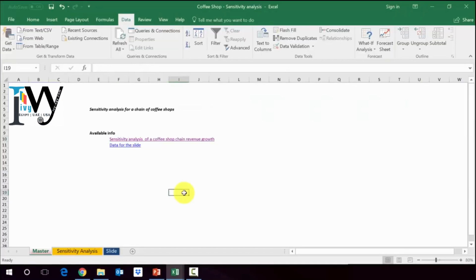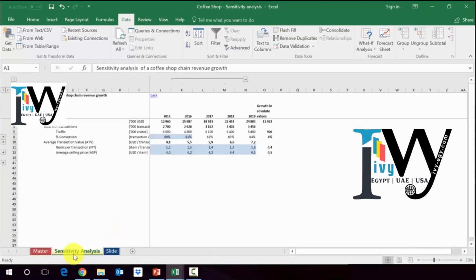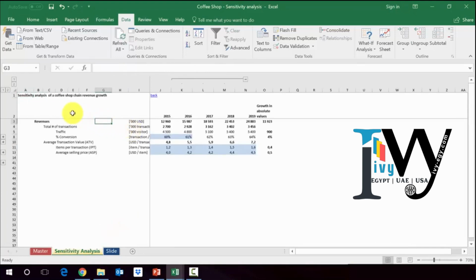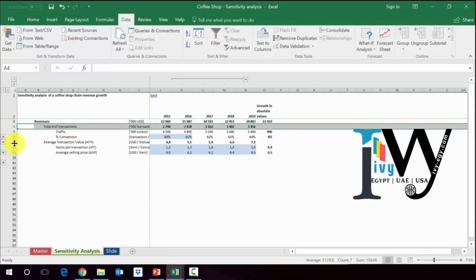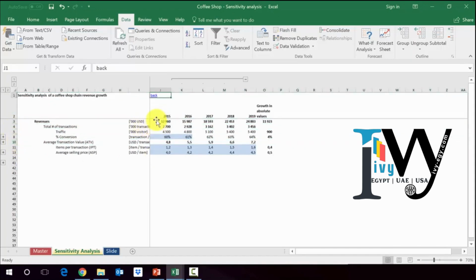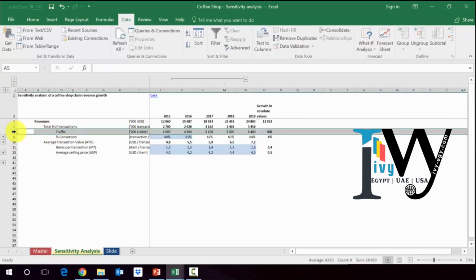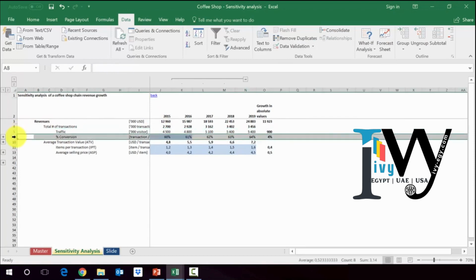Now we'll have a look at the sensitivity analysis of the revenue for a chain of coffee shops. Please open the file coffee shop sensitivity analysis attached to the lecture, and let's go to the sensitivity analysis sheet. Here you will see the revenue of the coffee shop retail chain generated using the KPIs, the main drivers. Revenues are generated using the total number of transactions and the average transaction value, so we multiply one by the other. The total number of transactions is the traffic multiplied by the conversion rate, so how many of the visitors who entered bought from us.